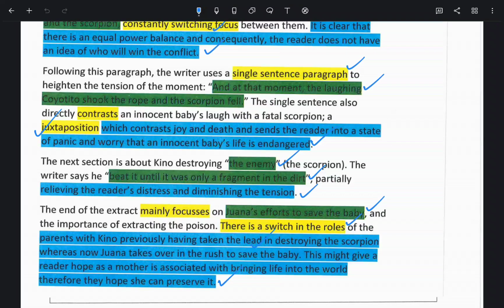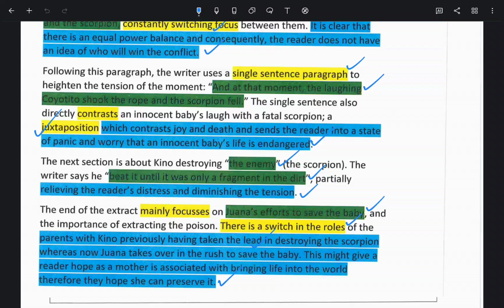The next section is about Kino destroying the enemy, the scorpion. The writer says he beat it until it was only a fragment in the dirt. Evidence, tick. Partially relieving the reader's distress and diminishing the tension. Tick, excellent inference. So what's happened now? The tension has temporarily disappeared, and now the readers are intrigued.